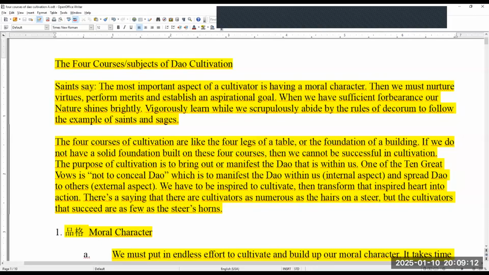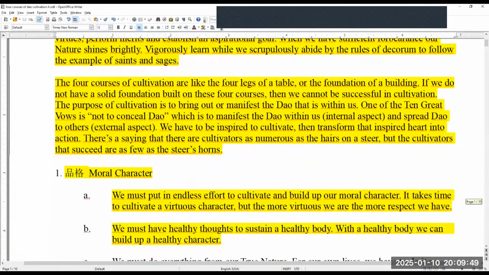There's a saying that cultivators are as numerous as the hairs on a steer, but the cultivators that succeed are as few as the steer's horns. So it just means that many people try to cultivate, as many as the hairs on a steer. But of course, those that are really successful can be counted as the steer's horns, which is a couple or so. Okay, well, all right.